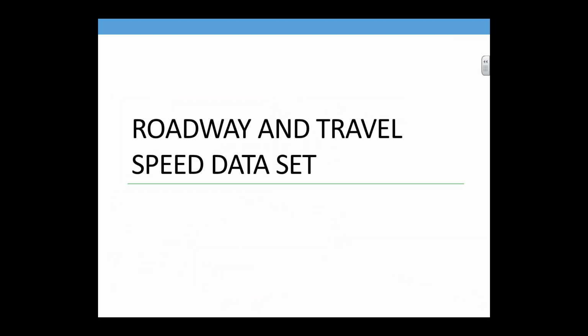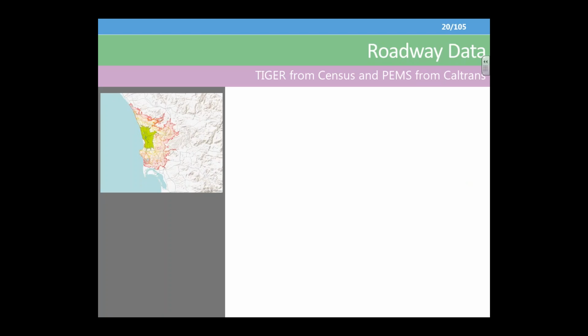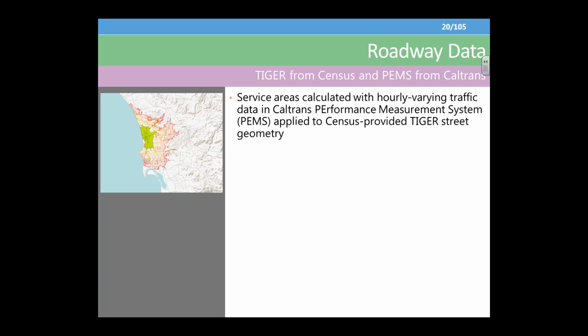So we'll go ahead and move on to our roadway and travel speed data sets. Earlier I showed this map, and we saw an animation of the service areas provided by the San Diego station. A little bit of background: these service areas are calculated using hourly varying traffic data from Caltrans, from their performance monitoring system. We applied that data to a street geometry provided by the census called Tiger.